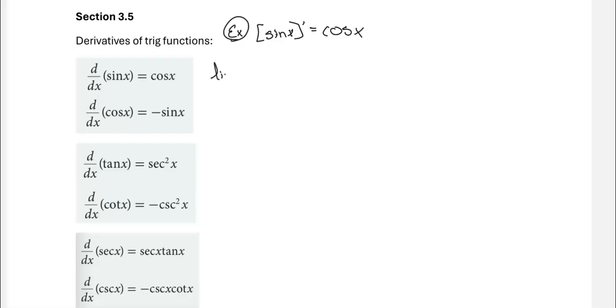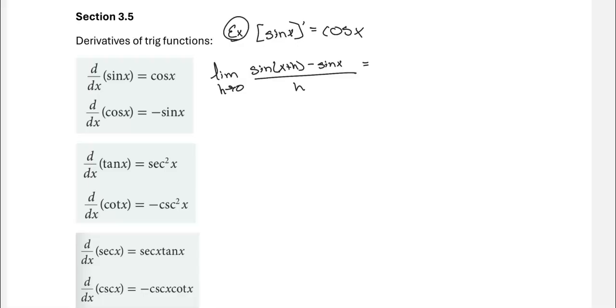So we're going to start with that limit definition. Limit as h goes to 0. So it's f of x plus h. So we're going to plug in x plus h for that x, minus f of x, which is the original function. We're going to divide by h.